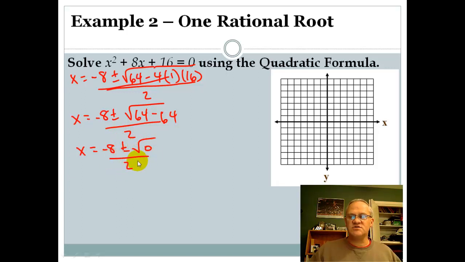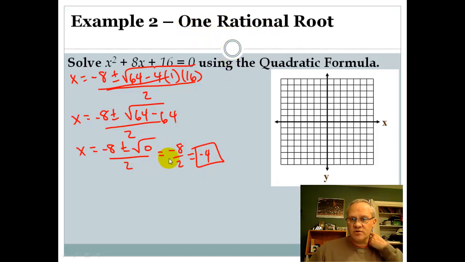Well, what's the square root of 0? What times what equals 0? 0 times 0. So really what this means is I have -8 plus 0 divided by 2 and -8 minus 0 divided by 2, which basically, this square root of 0 part just becomes meaningless. So really all I have is just -8 over 2, which equals -4. I just have one solution, or one root, as you notice I had in the title up here.